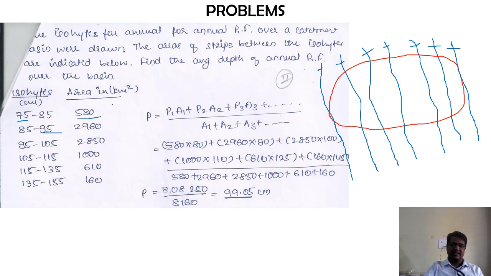Okay, and the area in between those is what? 580 kilometers squared, so here it is 580. Next it will be 2960, similarly the third one, 2850. Next we have 1000, next we have 610, and the last one we have is 160.